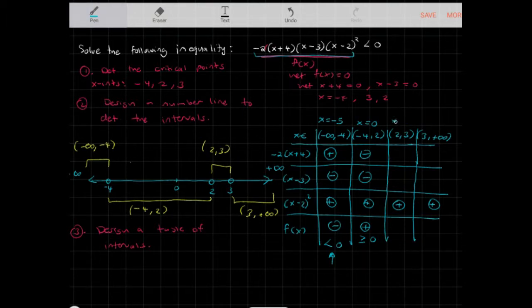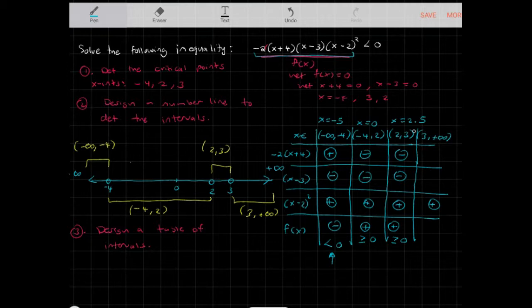Between the interval of 2 and 3, I'm going to let x equal 2.5. If x is equal to 2.5, then 2.5 plus 4, which is 6.5, times negative 2, you can understand that that's a negative value. 2.5 minus 3, that's a negative value. This guy will always be positive, so the two negatives will give you a positive. So this is greater or equal to 0, right?